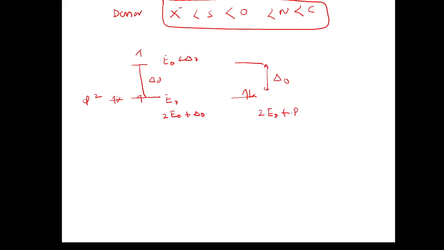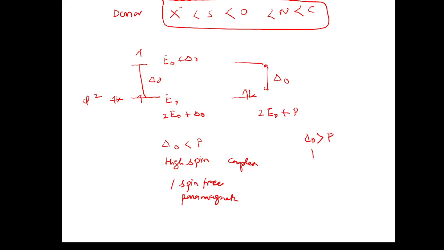So what happens if your delta 0 is less than the pairing energy? This has one pairing energy. If delta 0 is less than pairing energy, it's called a high spin complex, or it's also called spin free, and these are mostly paramagnetic. If delta 0 is greater than pairing energy, what will happen? It will form a low spin or spin paired complex, and they are generally diamagnetic.